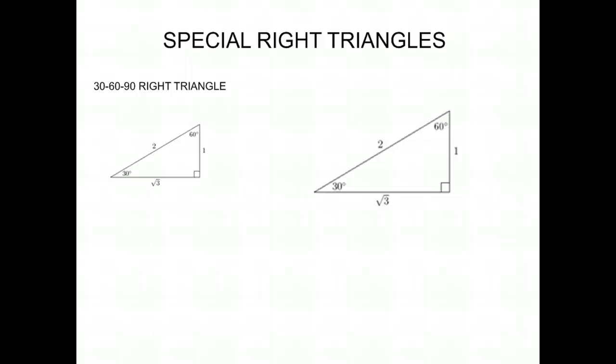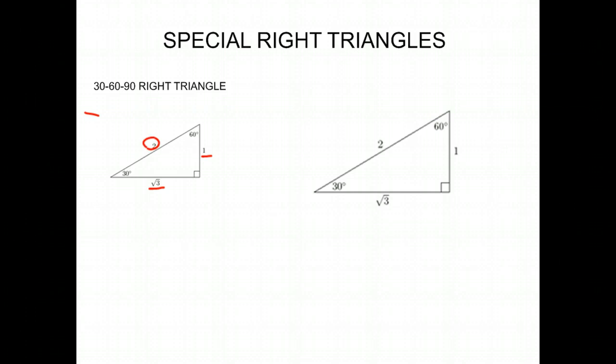Today we're going to be speaking about special right triangles. Right now we're looking at a 30, 60, 90 right triangle on the left. Let's say the side opposite the 30-degree angle is 1. The side opposite the 60-degree angle is the square root of 3. And by using the Pythagorean theorem, we would certainly figure out that the hypotenuse is 2.